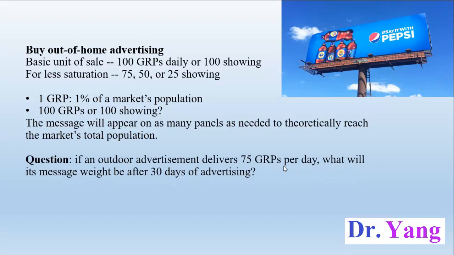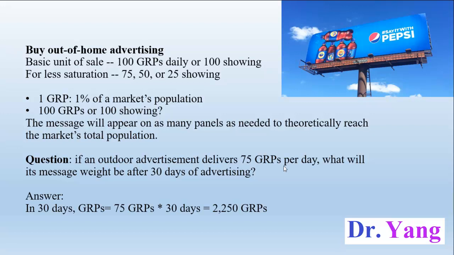So here's a question: if an outdoor advertisement delivers 75 GRP per day, what will the message weight be after 30 days of advertising? Well, the answer is pretty simple, because we know on an average day you can reach 75% of the total population. After 30 days, you just multiply 75 by 30 days, and you get 2,250 GRPs. So that's way beyond the total population, because you actually reach more than just 100% of your target market.